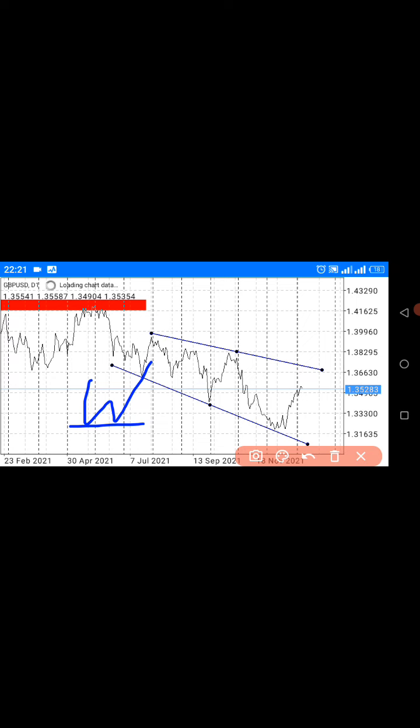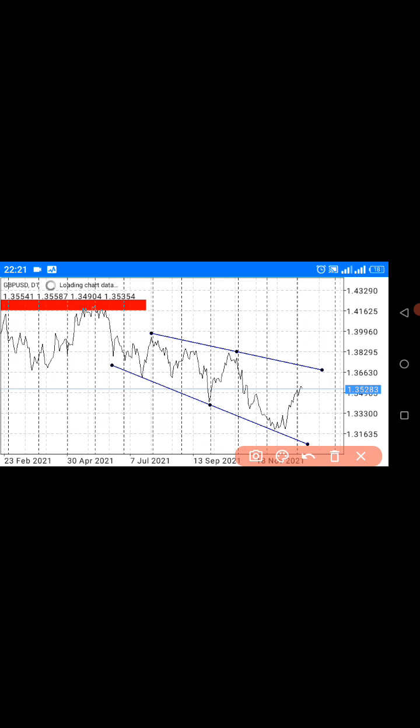When I say that, you should not take every opportunity that you see in the chart. Every opportunity that the chart presents to you, you shouldn't take it, because some opportunities don't have much room to go.